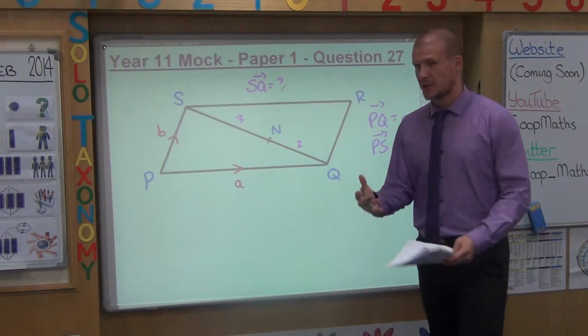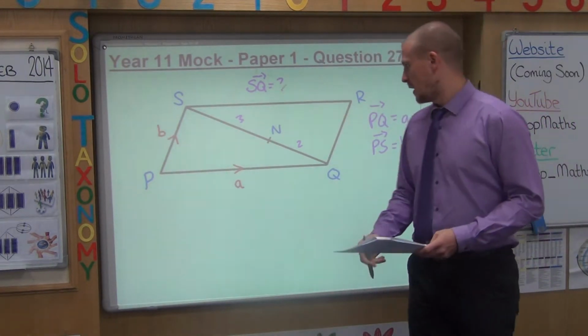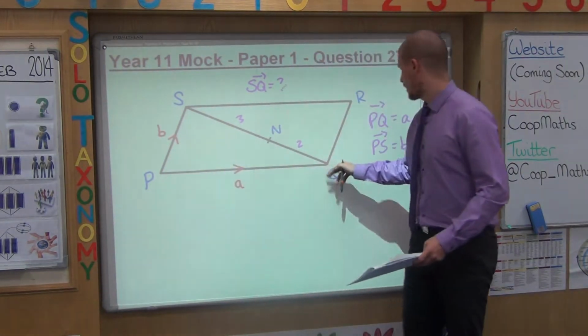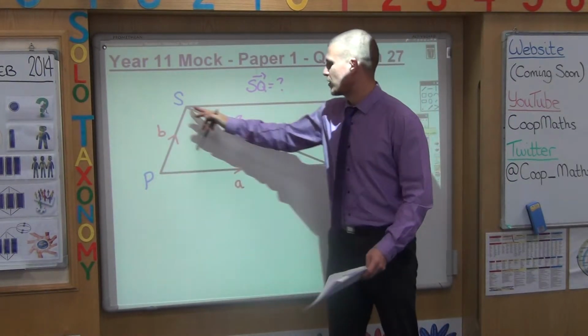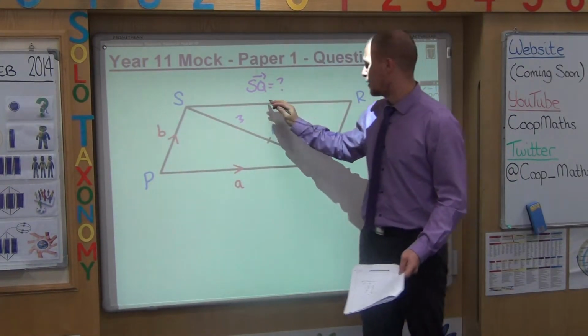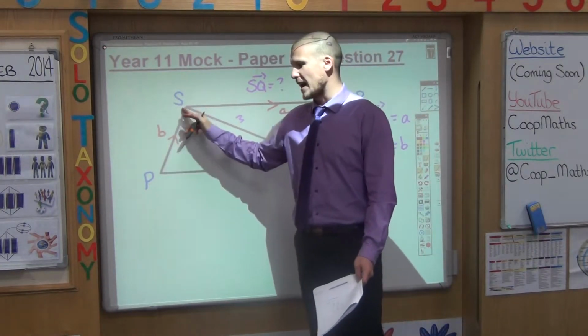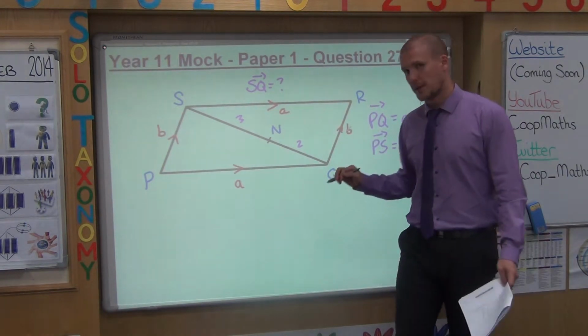Now, all of this is down to what A's and B's represent and how they can be twisted and changed. A is the journey from P to Q. Because this is a parallelogram, it will match S to R. So I can also put that that is A. The journey from P to S is the same as Q to R. So I can also add that as B.